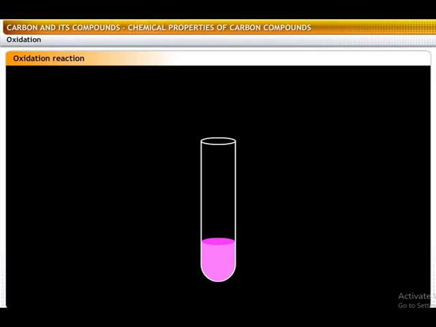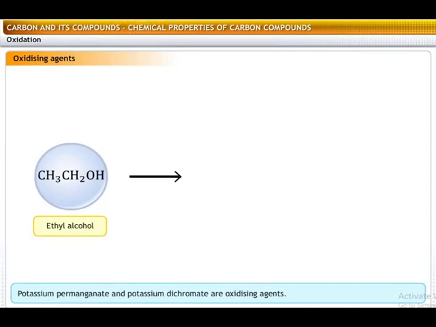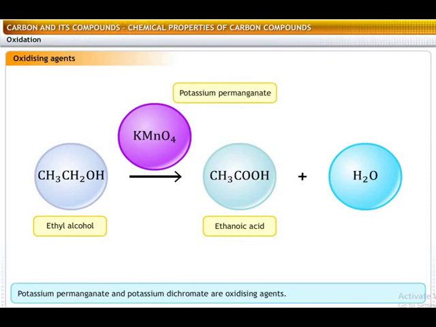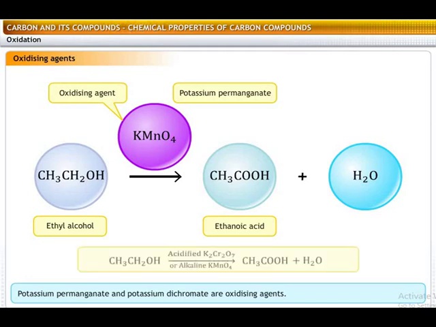This shows that the oxidation of alcohol to acid is complete. The ethyl alcohol solution is oxidized to ethanoic acid in the presence of alkaline potassium permanganate solution. Since potassium permanganate provides the oxygen in the reaction, it is an oxidizing agent. Another example of an oxidizing agent is potassium dichromate.